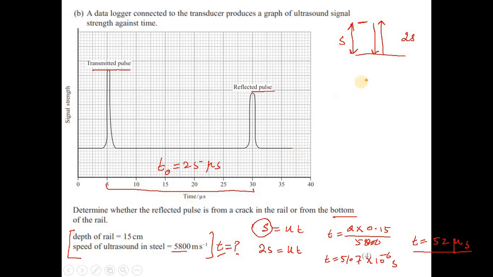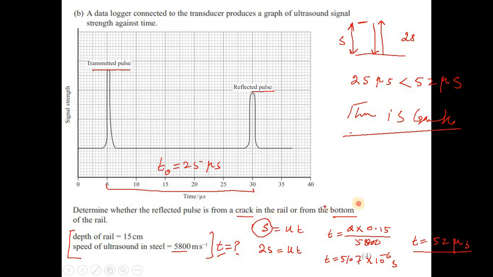So you say that 25 microseconds is less than the expected time, 52 microseconds. That means there is a crack. So the pulse is being reflected from the crack, not from the bottom. So you just write that statement in your final conclusion.